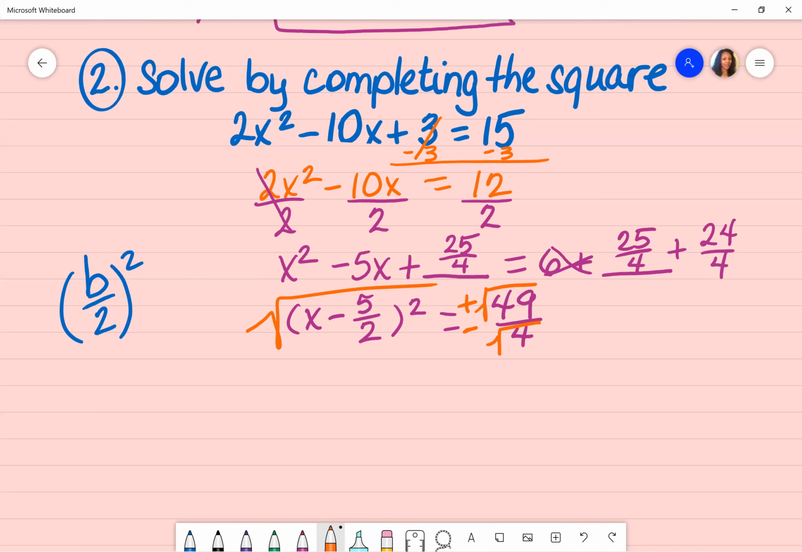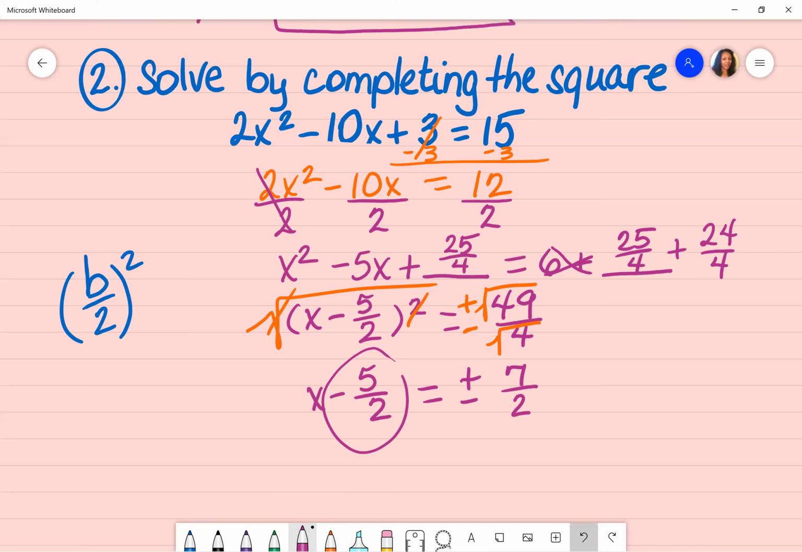The purpose of doing that is to get rid of the square so that I can bring down the radicand. X minus 5 over 2 is equal to, well, the square root of 49 is going to be, we already have our plus or minus, 7. And then the square root of 4 is 2. Again, we already have our plus or minus.